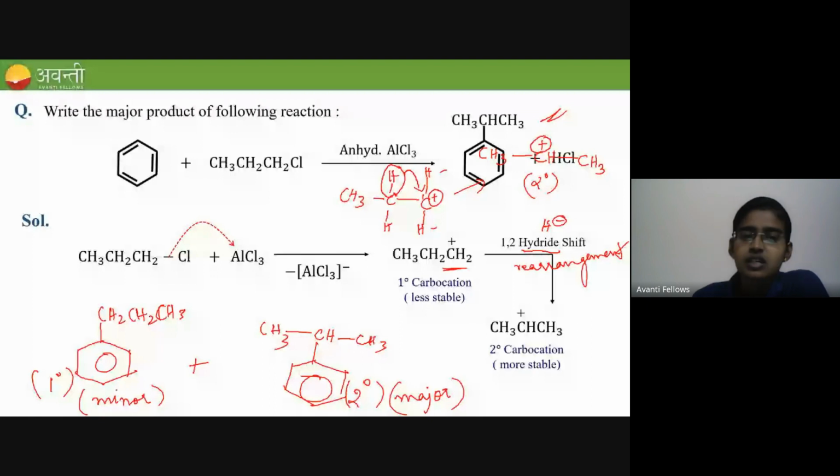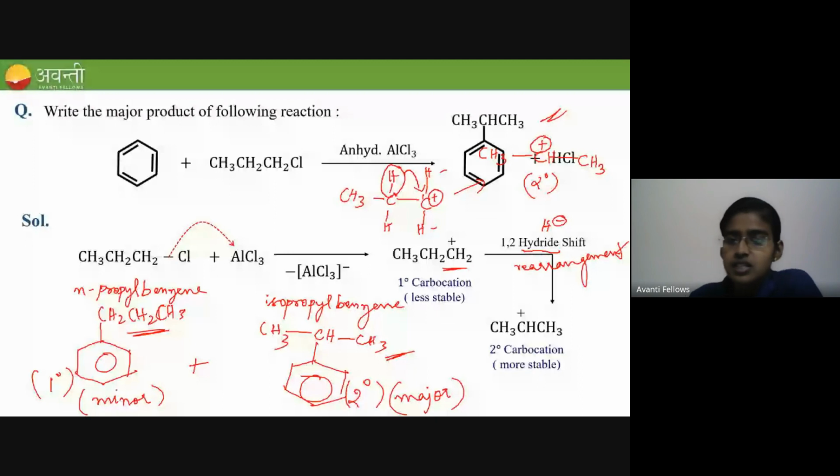This is n-propyl and this is isopropyl, right? So this is n-propyl benzene. The name of the minor product is n-propyl benzene and the name of the major product is isopropyl benzene. Got it? Is this concept clear to all of you?